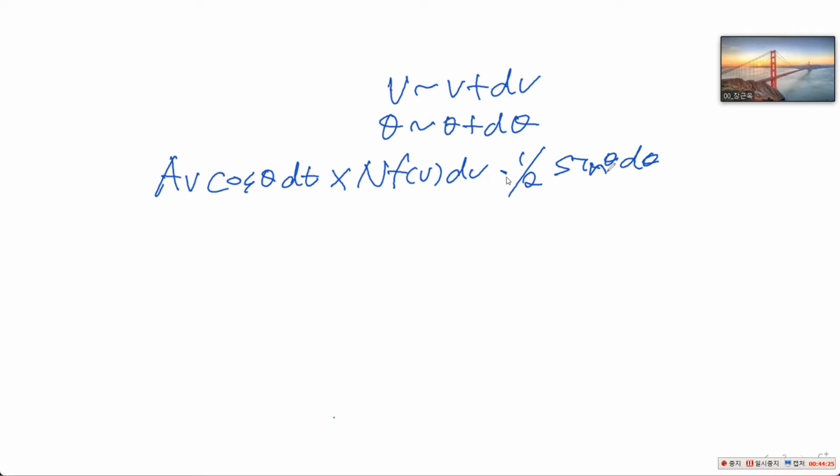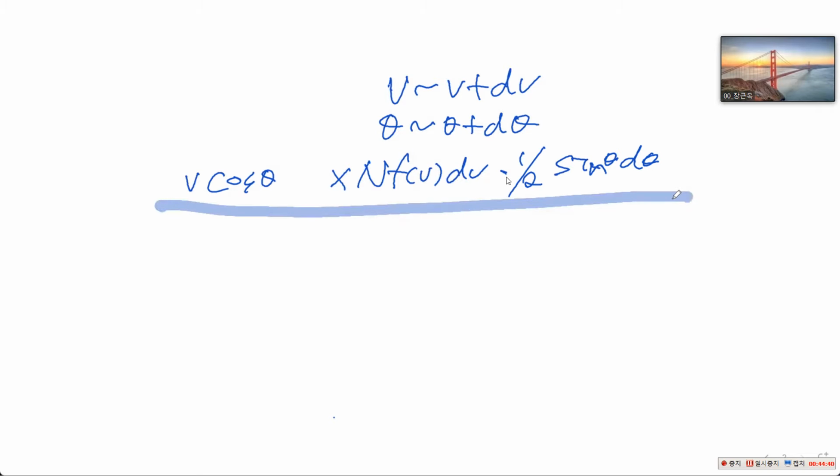Okay, the number of hitting molecules per unit area and unit time. So per unit area, we neglect this term. Per unit time, we neglect this term. Then the only term remaining is here, per unit area, per unit time. Okay, here it is. Then pressure.